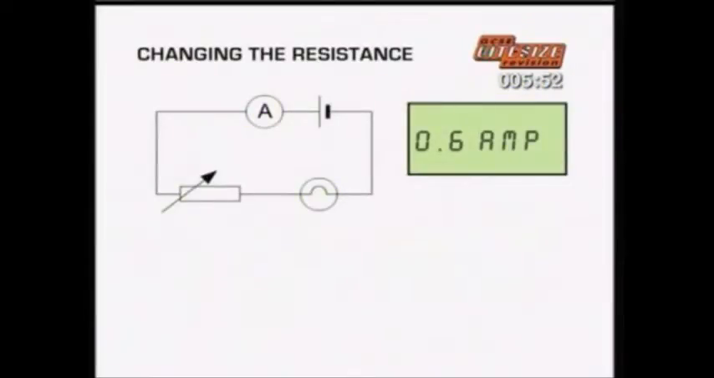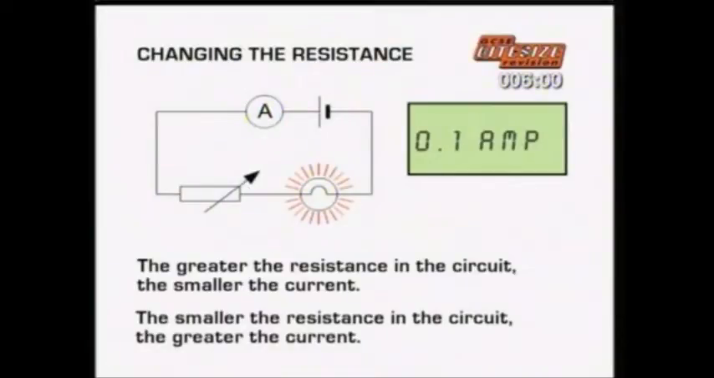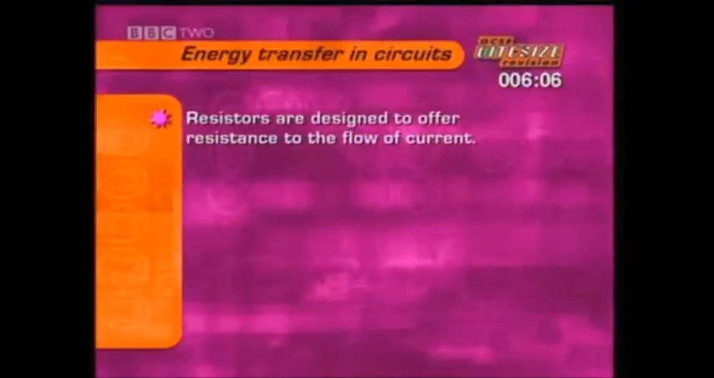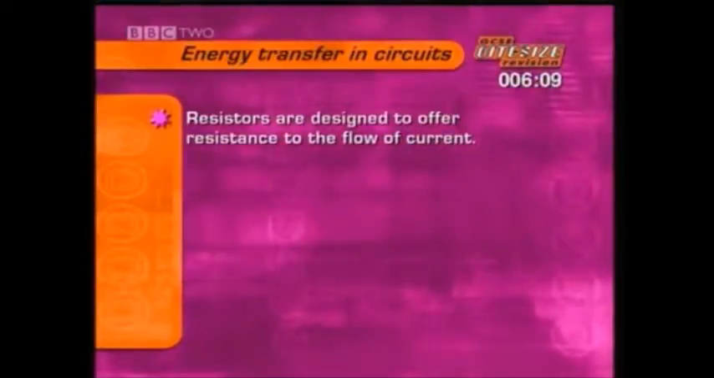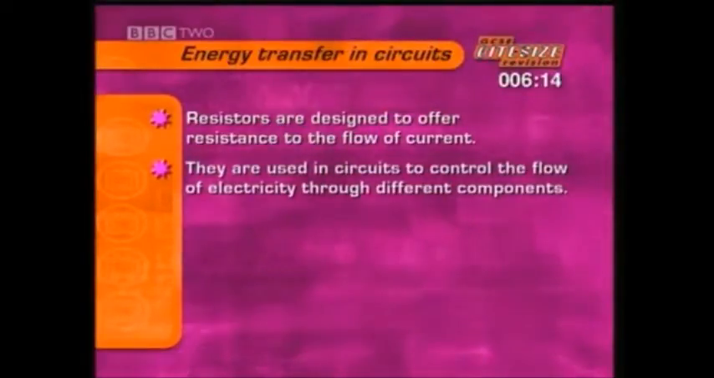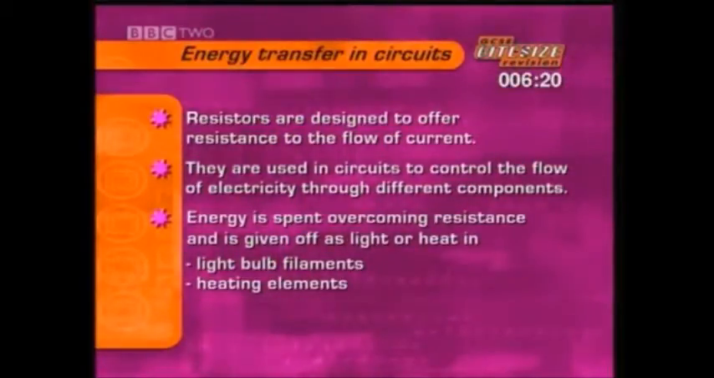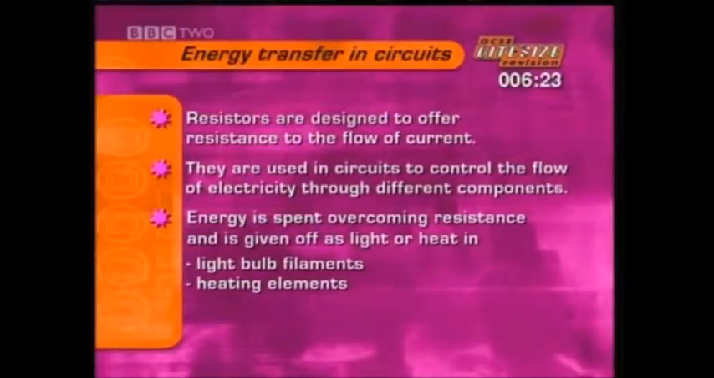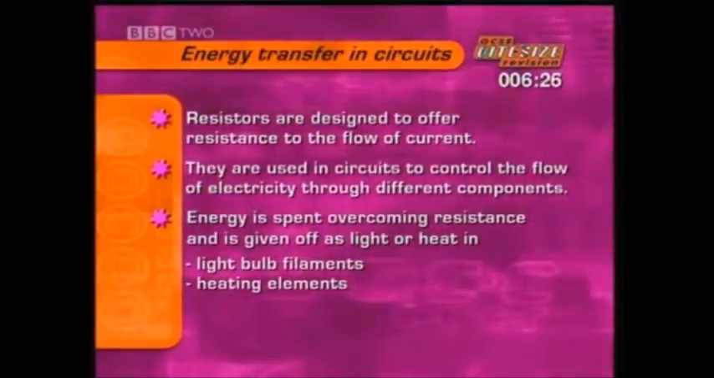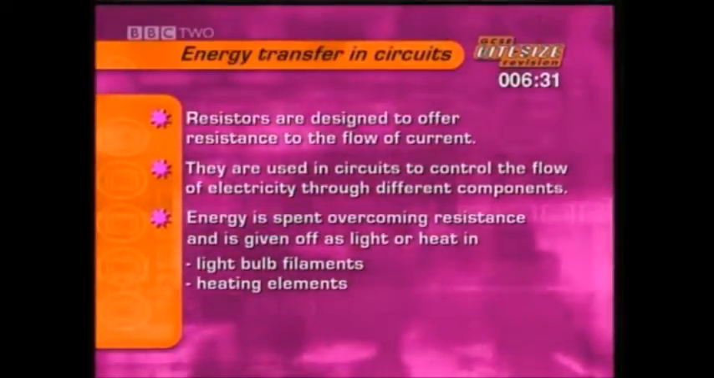An easier way to change the resistance is to use a variable resistor that can change its value. Again, the greater the resistance, the smaller the current. The smaller the resistance, the greater the current. Resistors are specially designed to offer resistance to the flow of current. They're used in electric and electronic circuits to control the flow of electricity through the different components. In a circuit, energy is spent overcoming resistance. This energy is given off as light or heat, which is made use of in light bulb filaments and in the heating elements of kettles, hair dryers and other heaters.